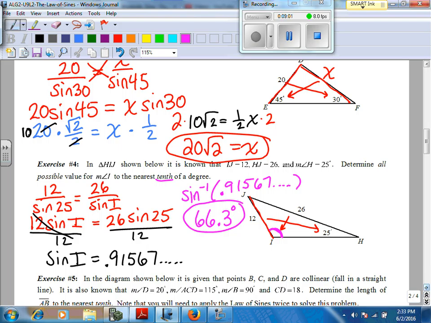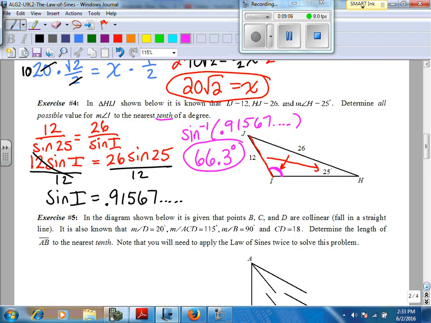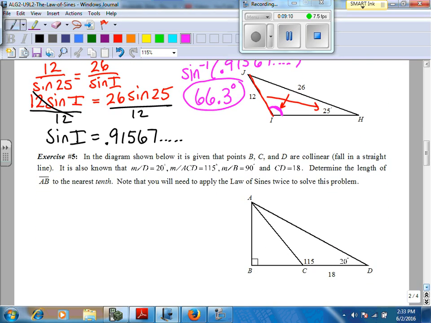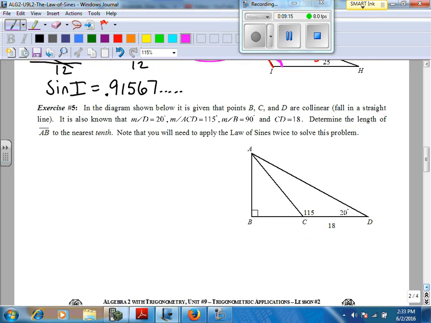All right, now this last one, number 5, pretty tricky because it's got kind of 2 triangles in one. Did they fill in everything they gave you in the problem? I believe so. The 20 degrees, the 115 degrees, 90 degrees, and CD is 18. Yeah, so everything is there. What do you want to find? Determine the length of AB to the nearest tenth. Note that you will need to apply law of sines twice to solve this problem, which technically is not true. You could maybe do SOHCAHTOA as well, but we'll see.